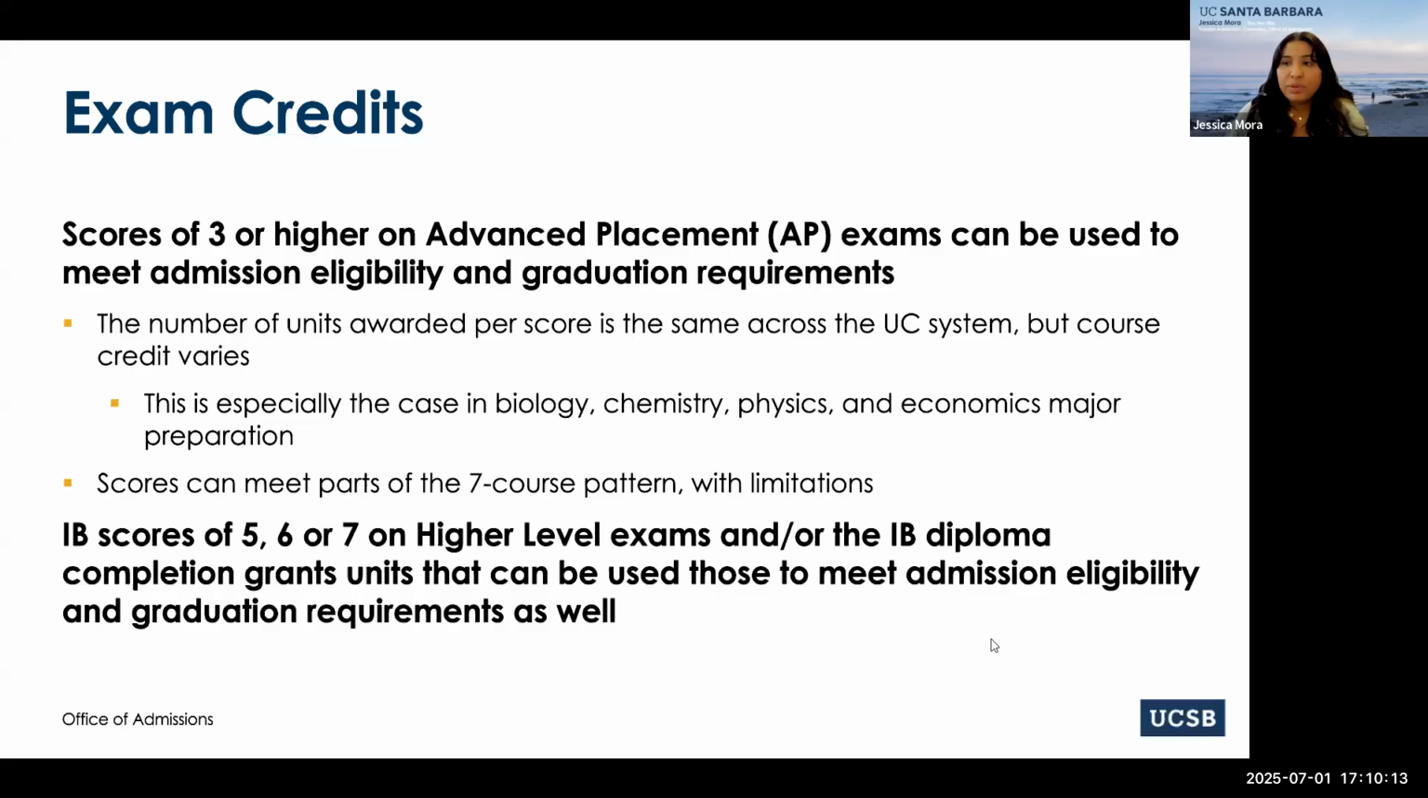Now, in terms of exam credits, if any students do have those from high school, maybe AP exams or IB exams, you want to include that as well on your UC application because you will be receiving units for those that can apply to your minimum eligibility and will give you units here at UCSB. So really important, like I mentioned, include anything and everything from your academic records so that you can receive some credit for it.